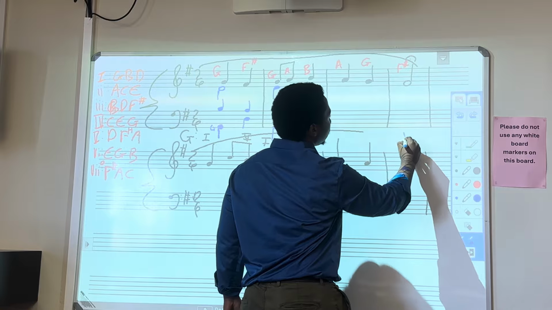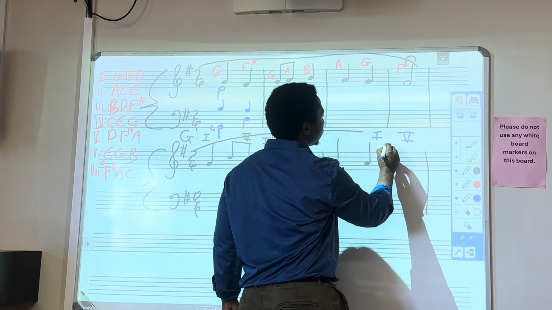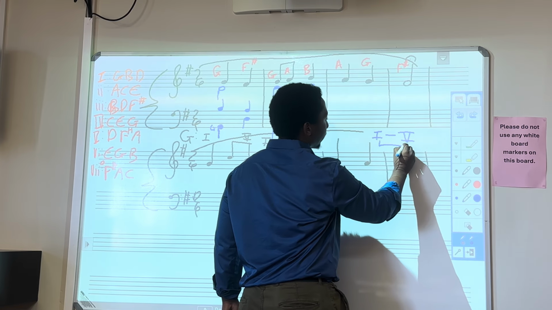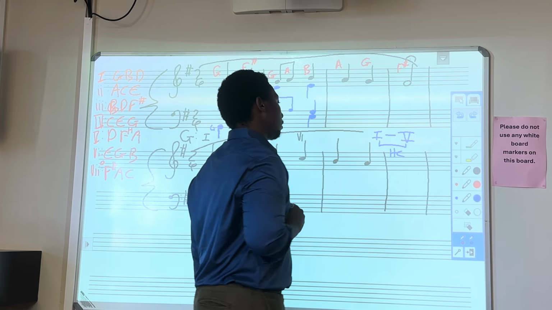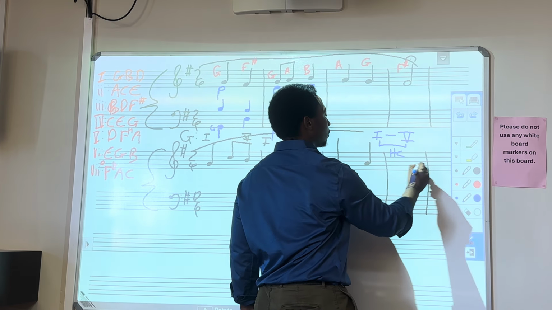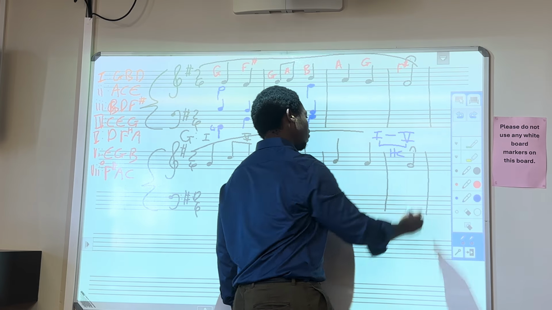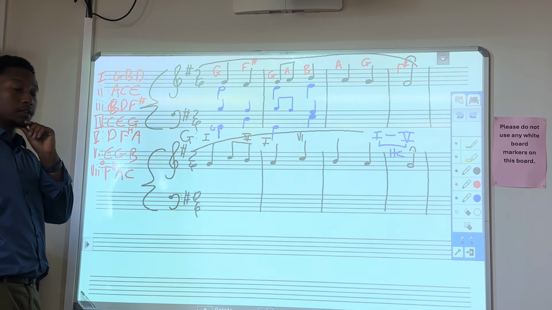So, landing on 5. Let's say I'm coming from 1. You do that, dash, bracket underneath. You indicate the type of cadence you're using, like that. So that's how you show your cadence.